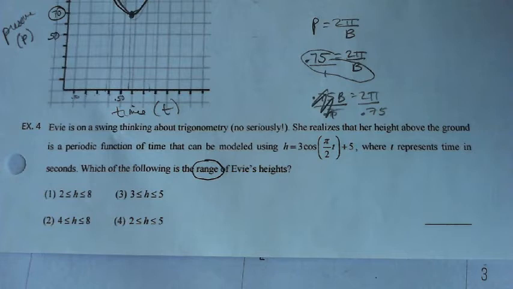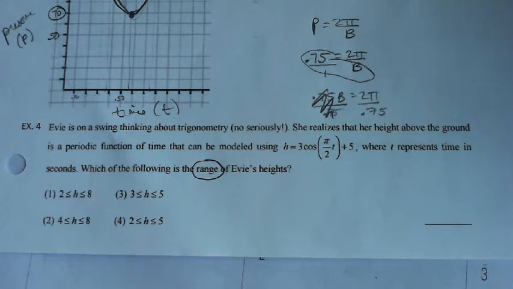I'm going to have you hold up 1, 2, 3, or 4 based on your decision. On the count of 3. 1, 2, 3. I see 1s and 2s. The answer is 1. But the good news is that the majority of you have 1.